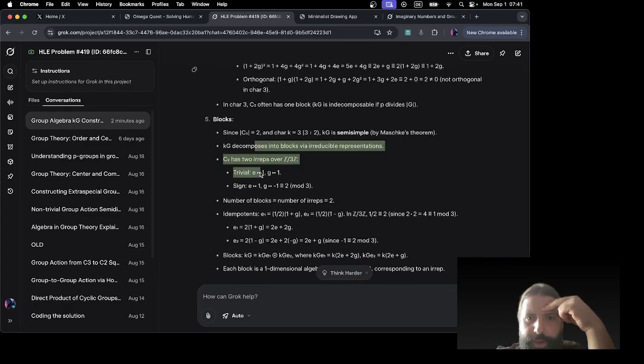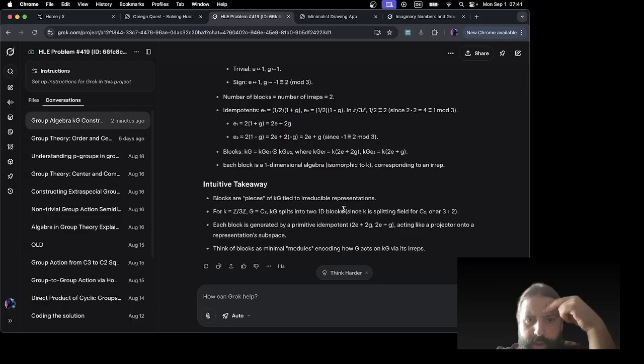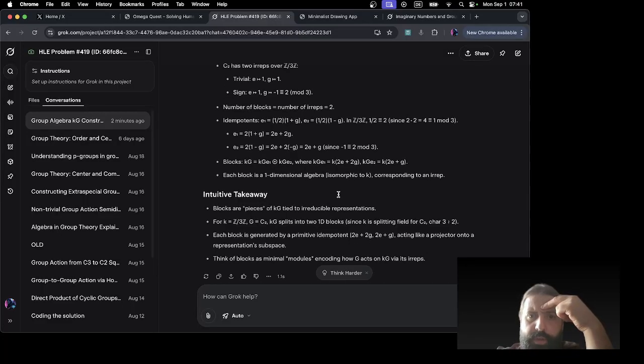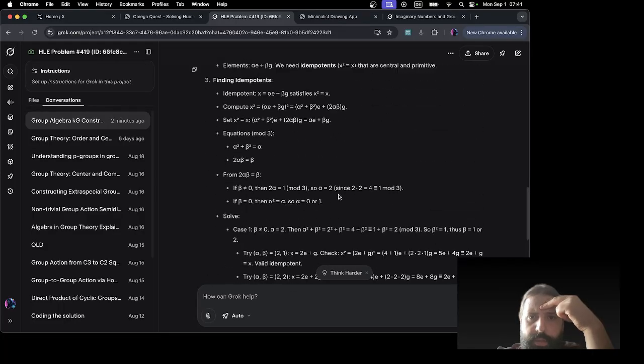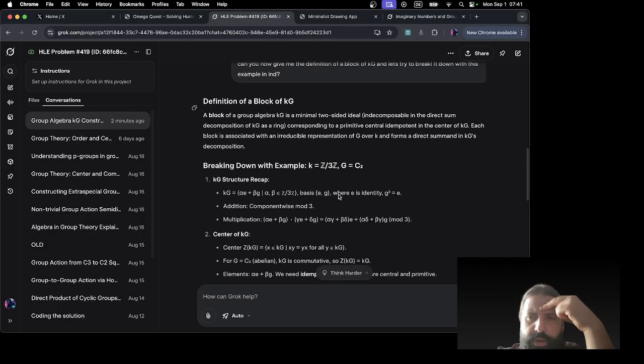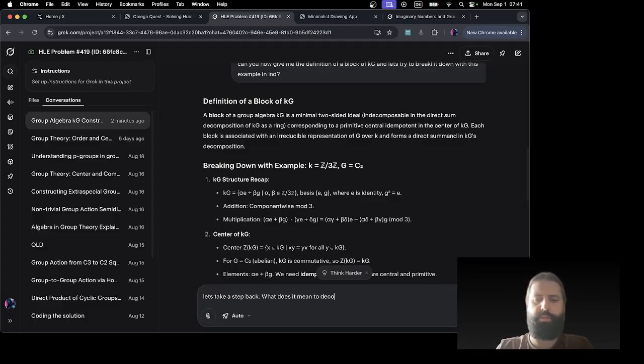I'm not ready to go too much into detail. Pieces of KG tied to irreducible representations. But what are these representations? Let's take a step back. What does it mean to decompose KG?